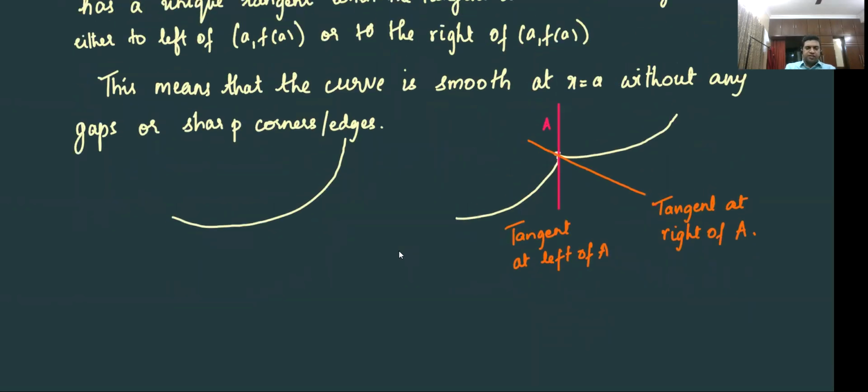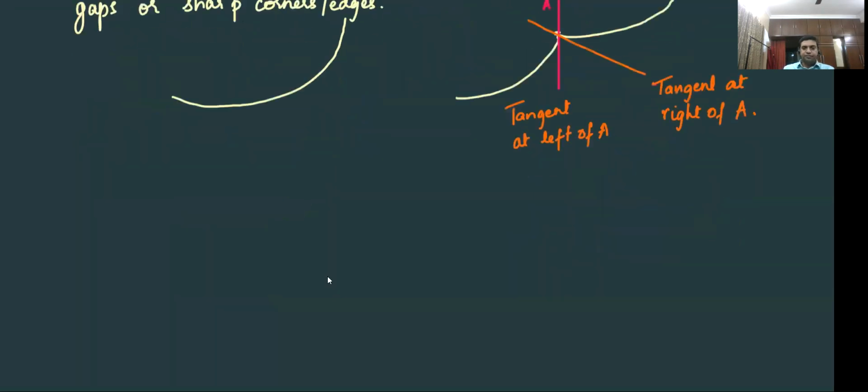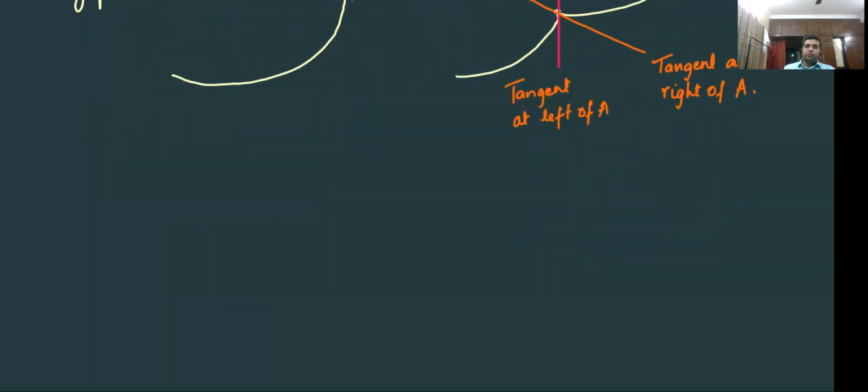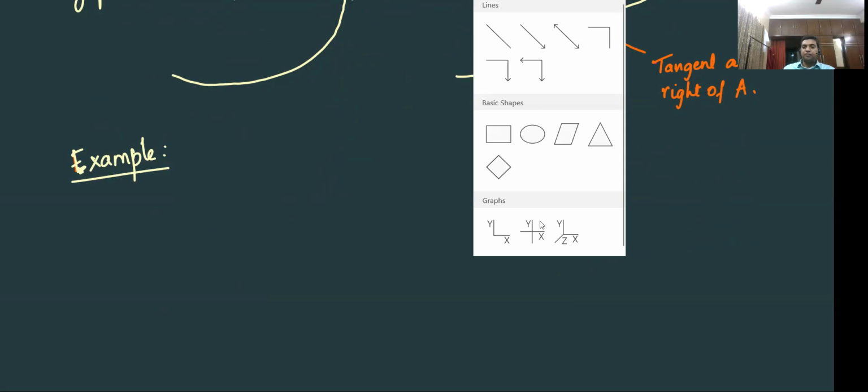Otherwise it is. And derivative, sorry, derivative essentially means it is the slope. Derivative means it is the slope of the tangent at that point. So let us plot. Let us take an example. Let's take this example.